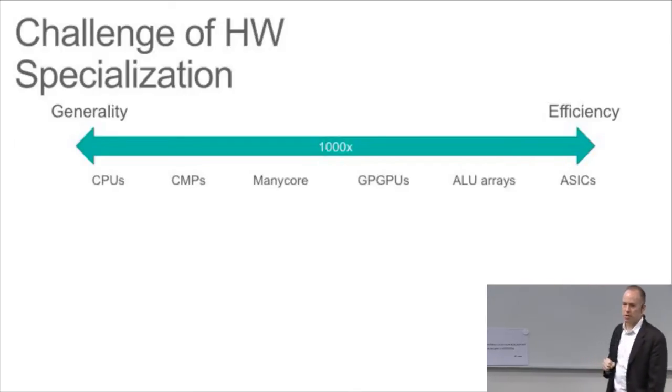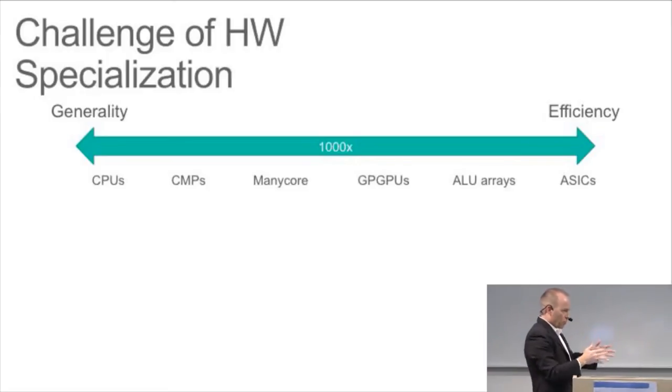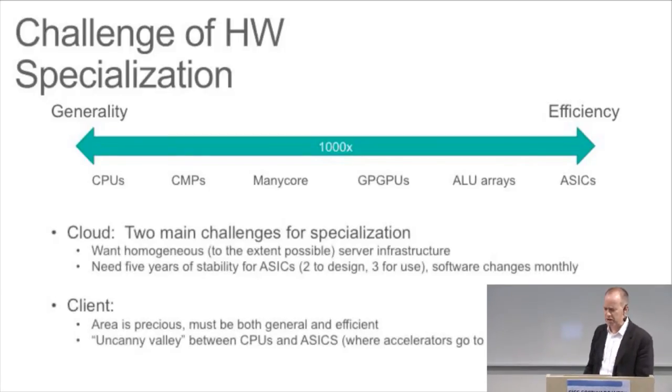General GPUs, you need lots of threads. You have this warp threading model, you need SIMD parallelism. You can go then to ALU arrays where you have lots of ALUs, or adders and multipliers, connected with different wiring networks, and then ASICs on the right. So there's a big spectrum here.